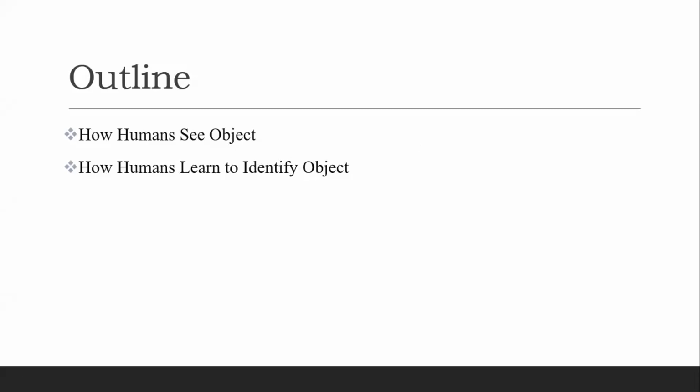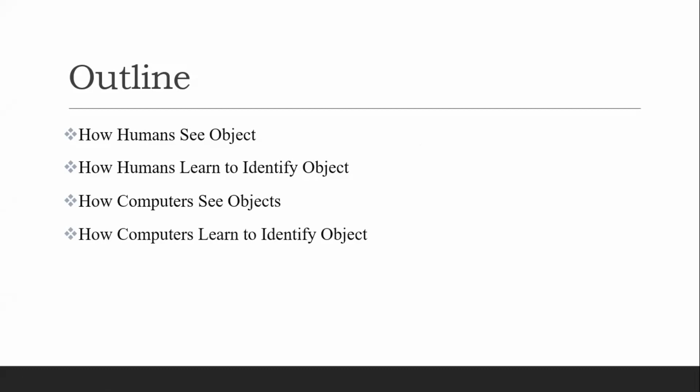Okay, so we also try to understand how humans identify objects. Then from there, we can now find out how computers also see objects. Then likewise, we understand how computers learn to identify objects. Then we'll try and find a relationship between numbers and colors, because computers work with numbers. So we'll try to understand the relationship that exists between numbers and colors. Then we'll also try to understand what images are and how to manipulate images.